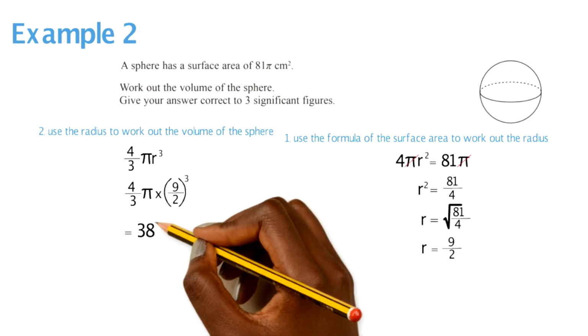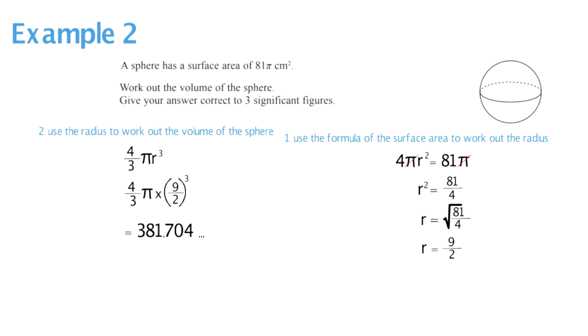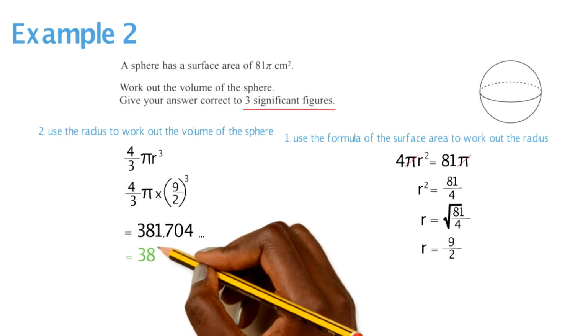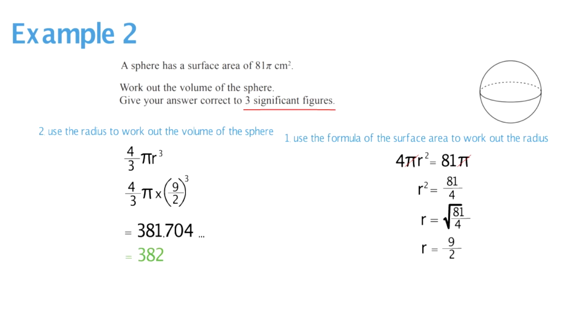And by putting that all into your calculator, you'd be left with 381.704, but because it wants it to 3 significant figures, it would just be 382 centimeters cubed.